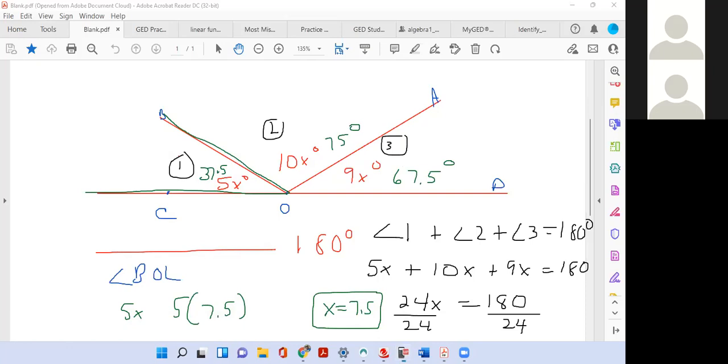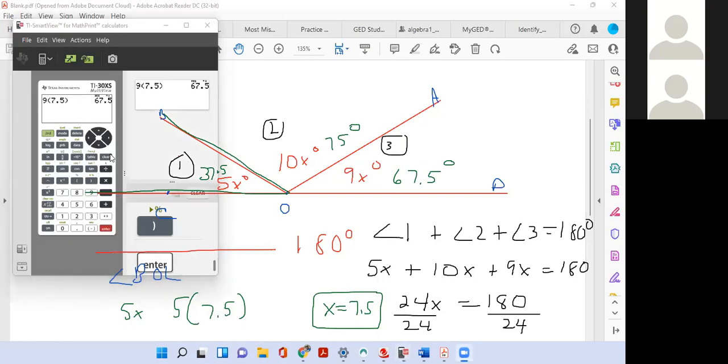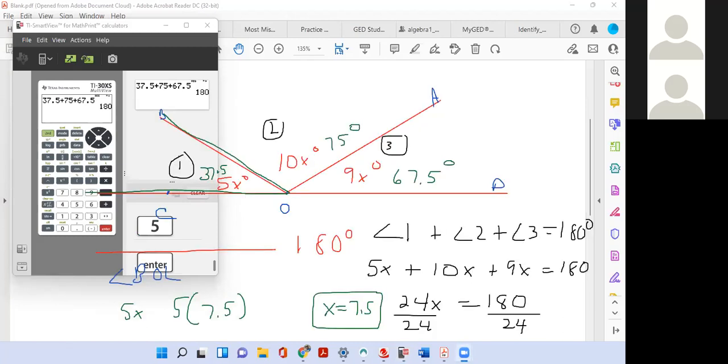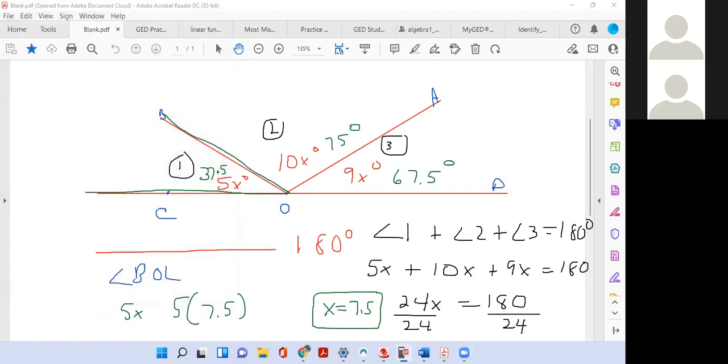Now the last step, just to make sure, and it's up to you, but you should always check your work. 37.5 plus 75 plus 67.5. We should get 180, and we do. Now that's more if you're taking the TASC or the HiSET. I don't know if I've seen any angles besides right angle on the GED exam. So I don't think you have to worry about angles.